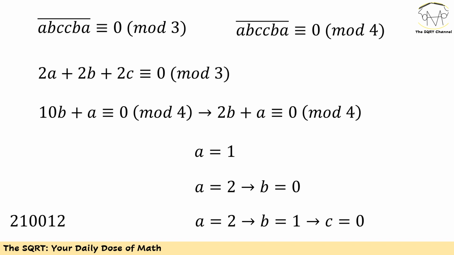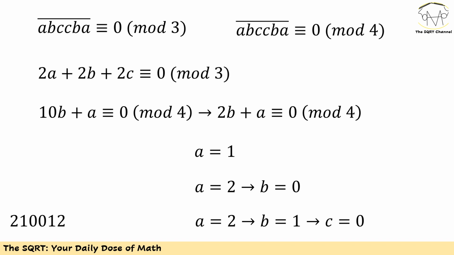So here we need to see if BA as a 2-digit number, or in other words 10 times B plus A, is divisible by 4. And it's easy to verify that we can replace 10 with 2 mod 4. In that case, we are interested to see if we can find any number in such a way that 2b plus a is divisible by 4 and 2b plus 2a plus 2c is divisible by 3.